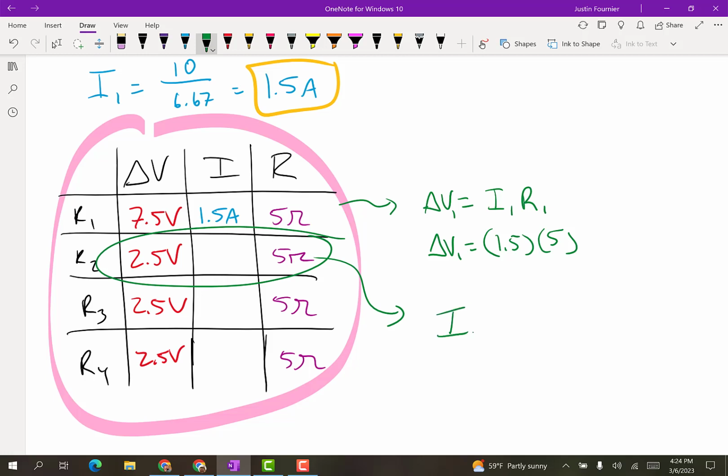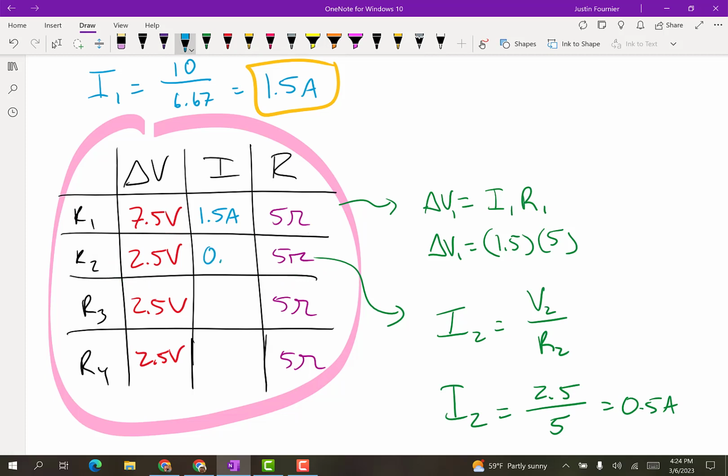The current going through resistor 2 is going to be the voltage drop across resistor 2 divided by resistor 2 itself. So the current through resistor 2 is the voltage drop, 2.5, divided by resistor 2, which is 5. That ends up being 1/2. I can plug that in there, and you're going to see that all of these are going to be 0.5 amps. So there you go, there is the VIR chart for all those: the voltage drops across each resistor, the current going through each resistor, and the resistance itself.